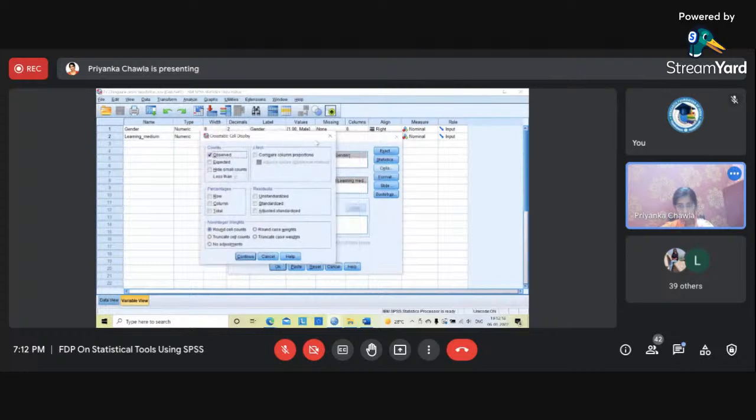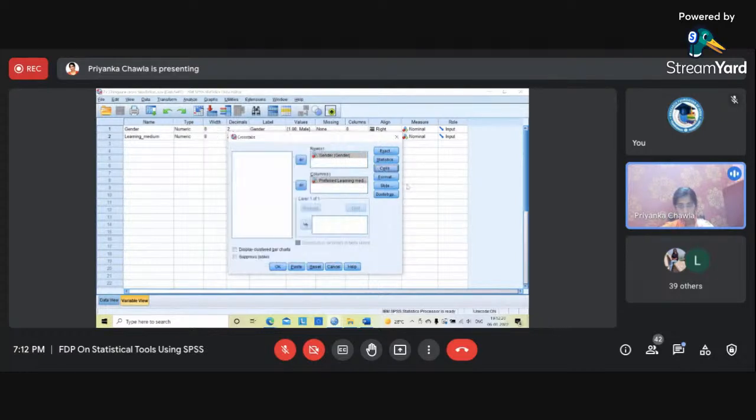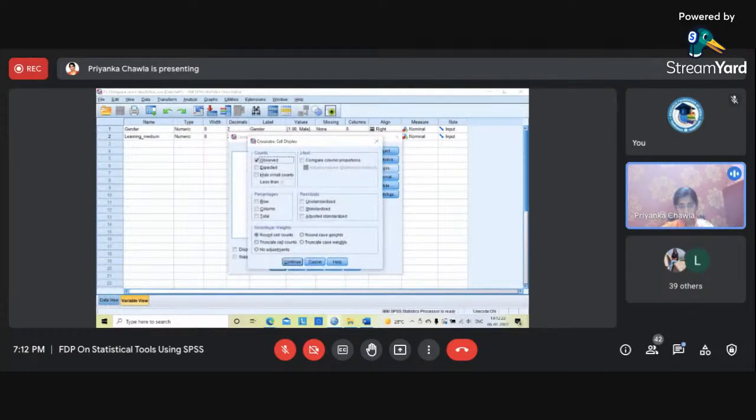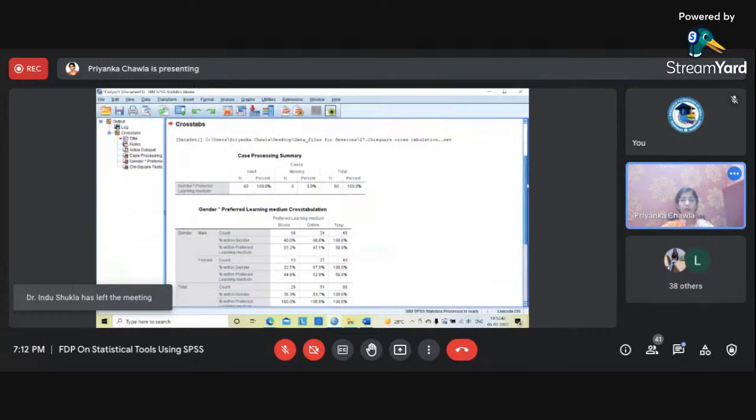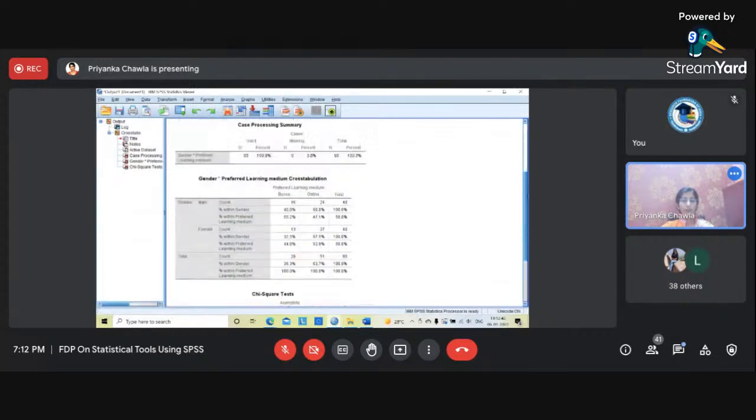Under the Cells tab, click on row and column. If you want, you can click on total also. Just click on Continue. No need to change anything in the Format tab or Style tab. Nothing will be changed. Just click on OK. Now, can you describe this? Are you able to describe this?